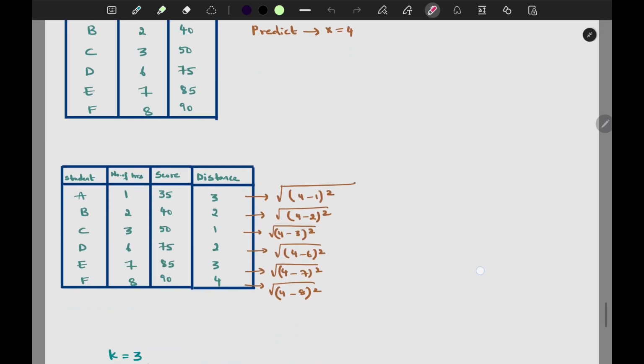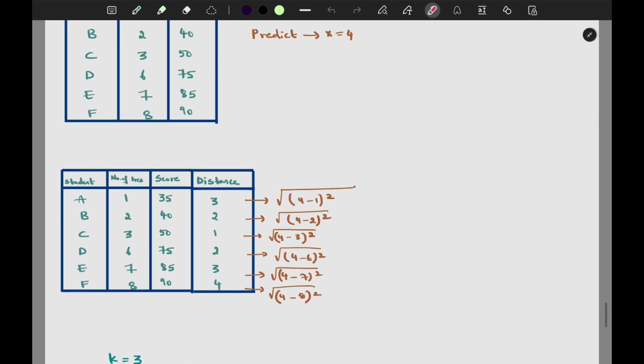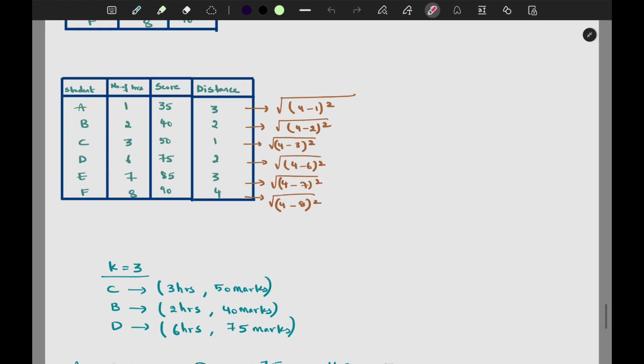So as discussed, we will be calculating the distance formula, which is Euclidean distance, square root of the given point minus my hours, which is 4 minus 1 whole square, which is 3. And similarly for all the others I have calculated like this. Now I am assuming my k value is equal to 3. So if I consider k equals 3, I will be taking the k nearest neighbors: the first point will be C, the second point could be D, and the third point could be B. So if I take these values, you can see C, B, D, which is 3 hours. So the person got 50 marks.